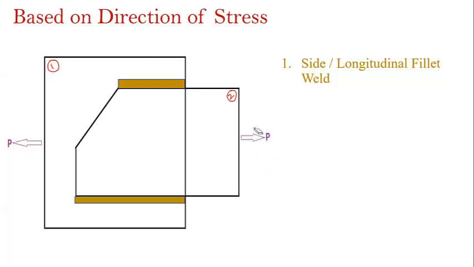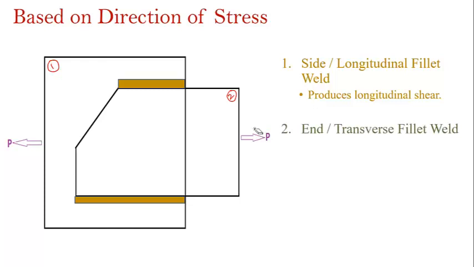So a side or longitudinal fillet weld is a weld which is applied parallel to the direction of application of load. When you apply the weld parallel to the direction of load, it is called a side or longitudinal fillet weld. This longitudinal fillet weld will produce longitudinal shear, so it is responsible for the formation of longitudinal shear in the joint. This is the first classification.